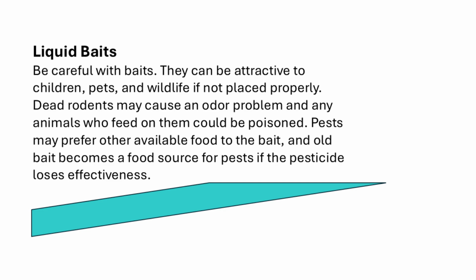Liquid baits. Be careful with baits. They can be attractive to children, pets, and wildlife if not placed properly. Dead rodents may cause an odor problem, and any animals who feed on them could be poisoned. Pests may prefer other available food to the bait. An old bait becomes a food source for pests if the pesticide loses effectiveness.